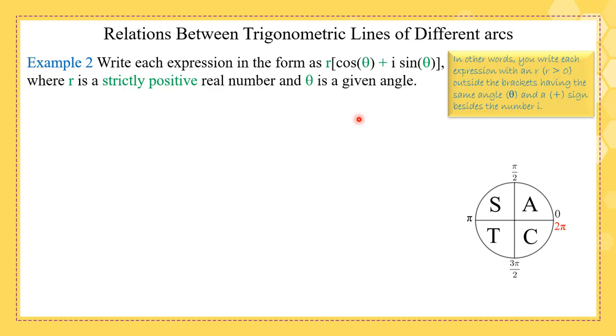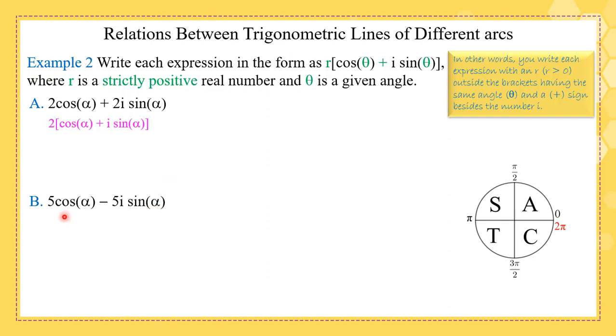Now this is the trigonometric circle because we need to use it. This is the first part. So how do we write it in this form? We can just take 2 in common. We get 2 cosine alpha plus i sine alpha. So r in this case is 2, and theta in this case is alpha.